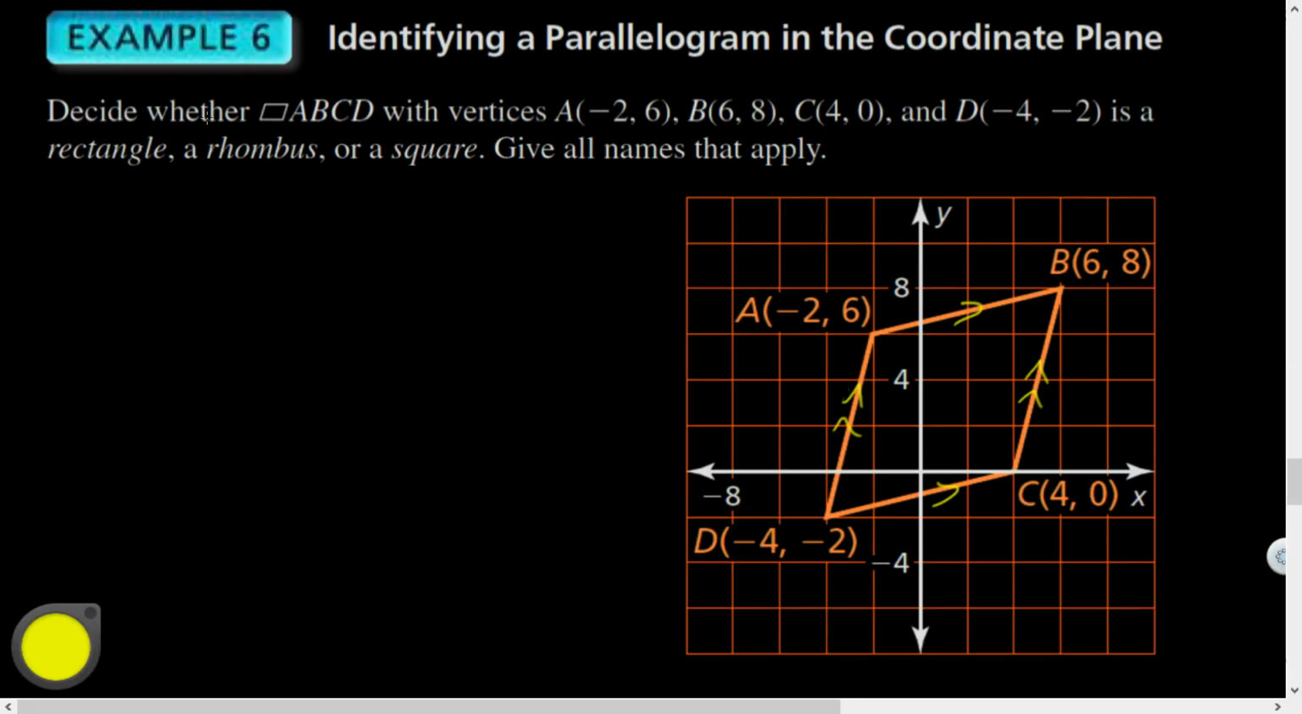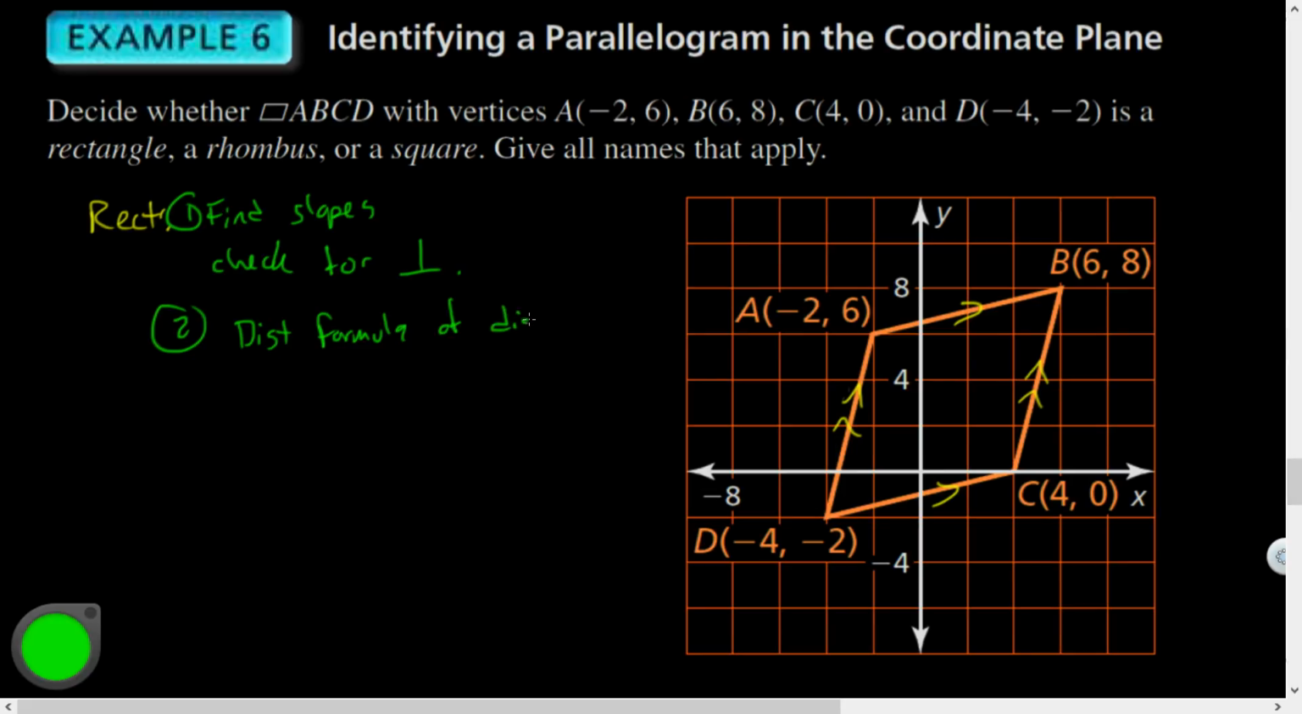How could I determine whether it's a rectangle? What could I do, though? Find slopes and check for perpendicular, right? That's one way. Aiden, what was your solution? You said midpoints. Well, what about distance formula? How could I use distance formula? Distance formula of diagonals, right? And check if equal.